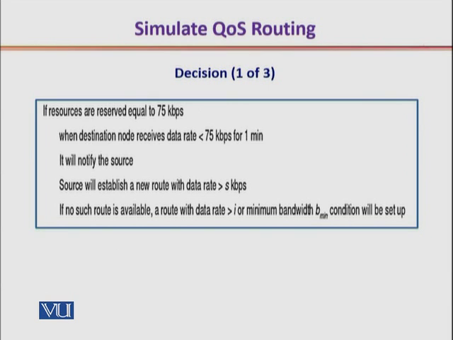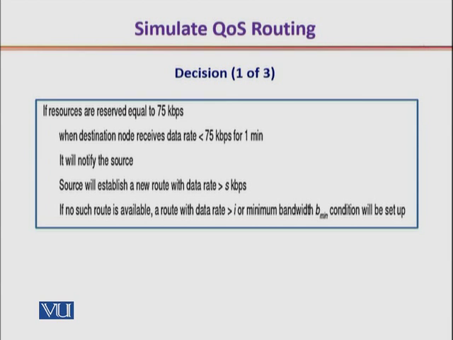If the resources are reserved equal to 75 kilobits per second, when the destination node receives a data rate less than 75 kilobits per second, it means the network is not keeping up in provisioning the required data rate for 1 minute, that is the observation period. It shall notify the source. The source will then establish a new route with data rate more than S kilobits per second.